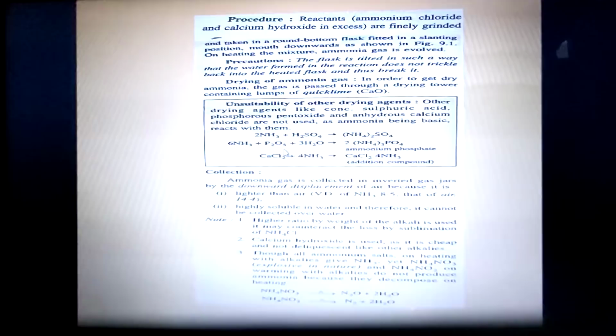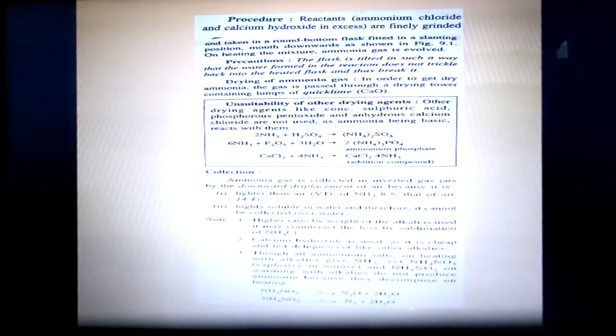Same thing with phosphorus pentoxide. It also reacts with ammonia and makes ammonium phosphate. So this is the reason for unsuitability of phosphorus pentoxide. Calcium chloride also is unsuitable because it reacts with ammonia and forms an addition compound. So this table tells you why concentrated sulfuric acid, phosphorus pentoxide and anhydrous calcium chloride are unsuitable for drying ammonia gas. Now let's come to the collection point.